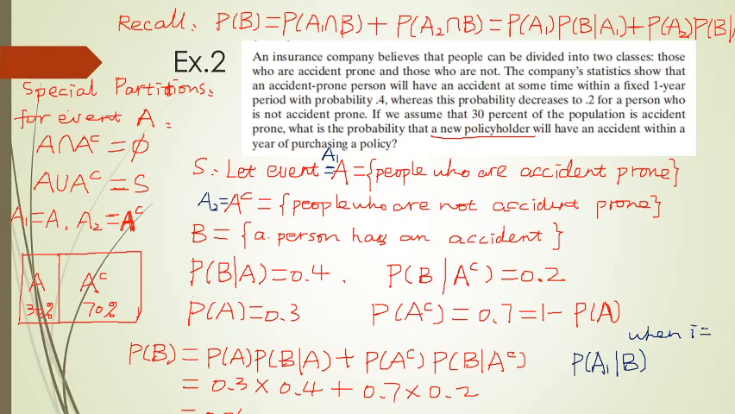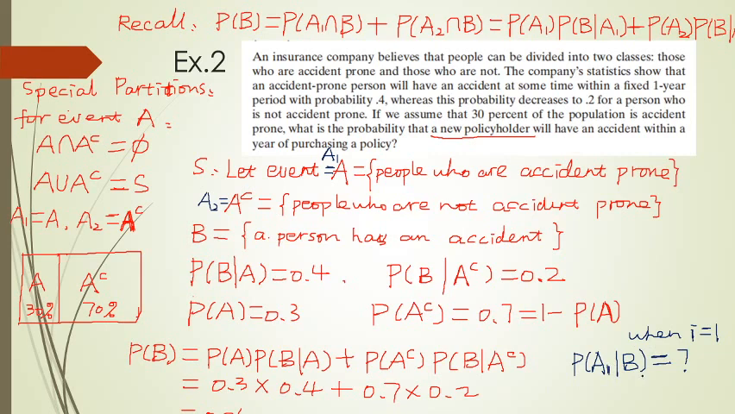Based on this example, when I is 1, what is the probability? What is this conditional probability? That is the Bayes rule, right? That is Bayes rule. But how can we understand it?